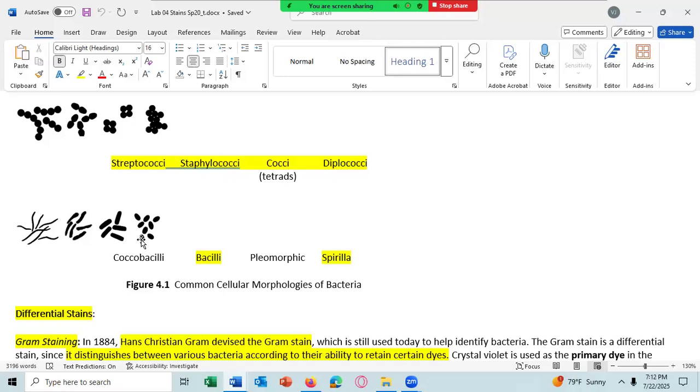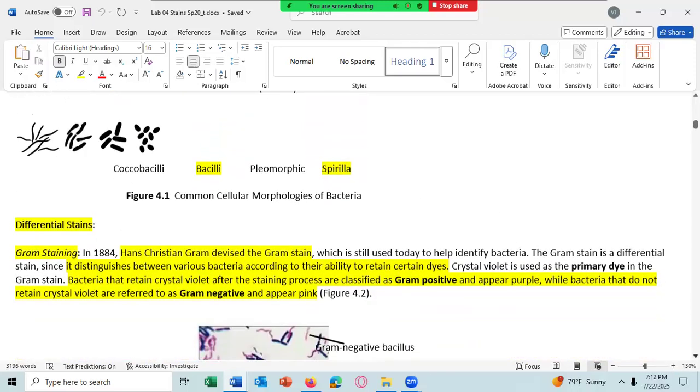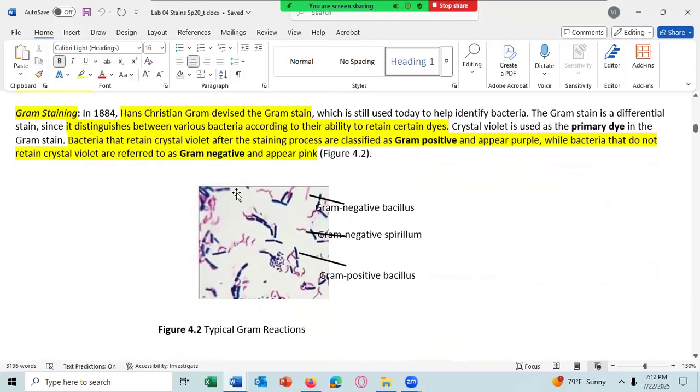All right, let's talk about the differential stains. The first is the Gram stain, invented by Hans Christian Gram, and we name it after him, so the Gram stain should be a capital G because it's named after Dr. Gram.